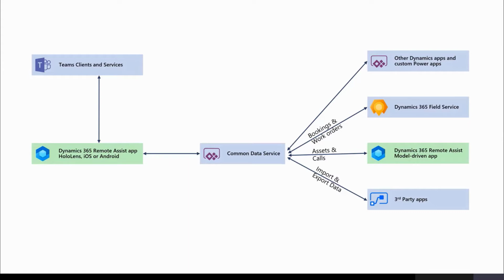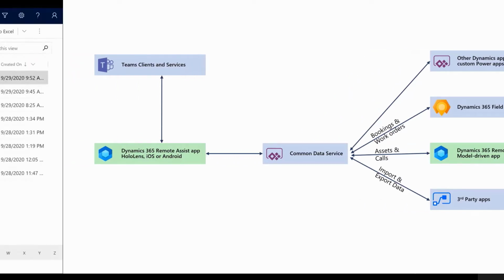Common Data Service acts as the fundamental data store for all the data sent from the client application on a HoloLens or mobile device. It also enables the use of first-party applications such as Dynamics 365 Field Service or custom Power Apps to pull data from and create other scenarios. Additionally, users can export data from the Common Data Service to third-party applications.